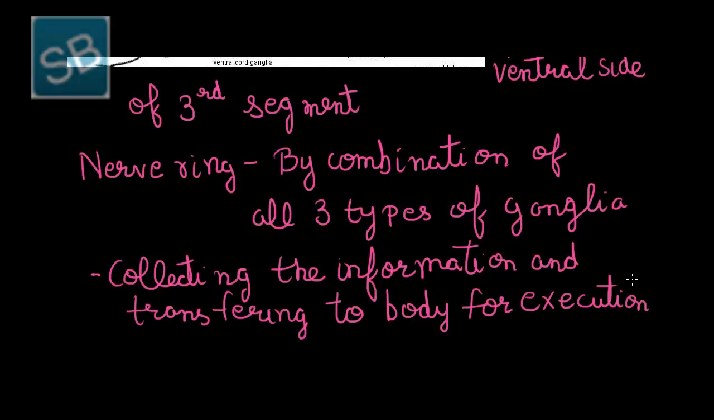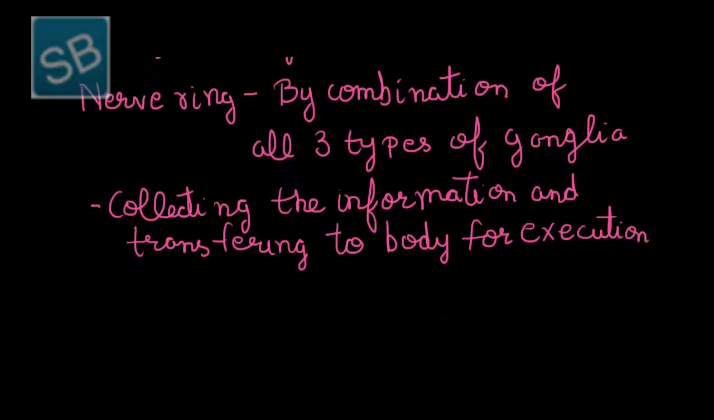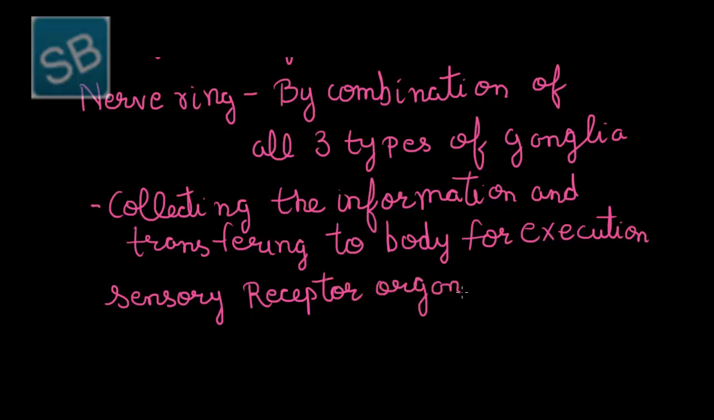In the earthworm, specific sensory organs like eyes are not present. Only sensory cells of the body wall perform as sensory receptive organs, which comprise sensory cells.